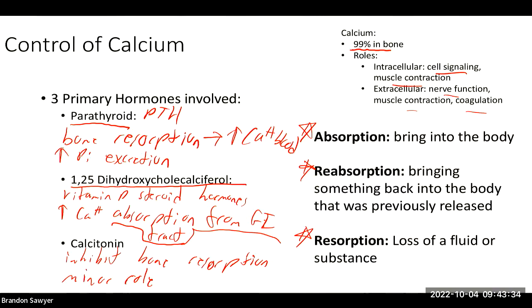So if parathyroid hormone increases blood calcium, then calcitonin would do the opposite. It would decrease calcium in the blood. Okay, that's just a little overview. We'll talk about each of these hormones more in a sec.